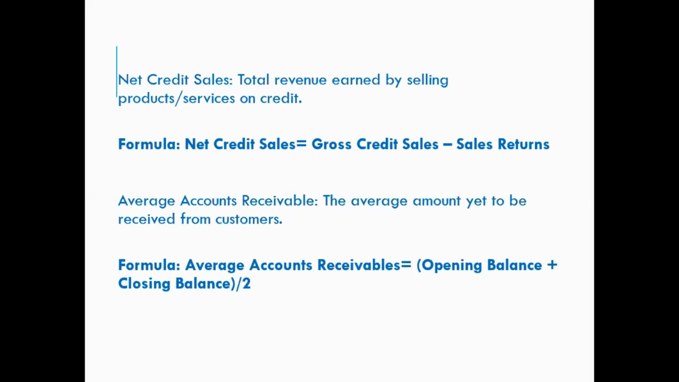Net credit sales equals total revenue earned by selling products and services on credit. Net credit sales equals gross credit sales minus sales return. We can also say net credit sales equals gross credit sales minus sales return, minus the allowances.